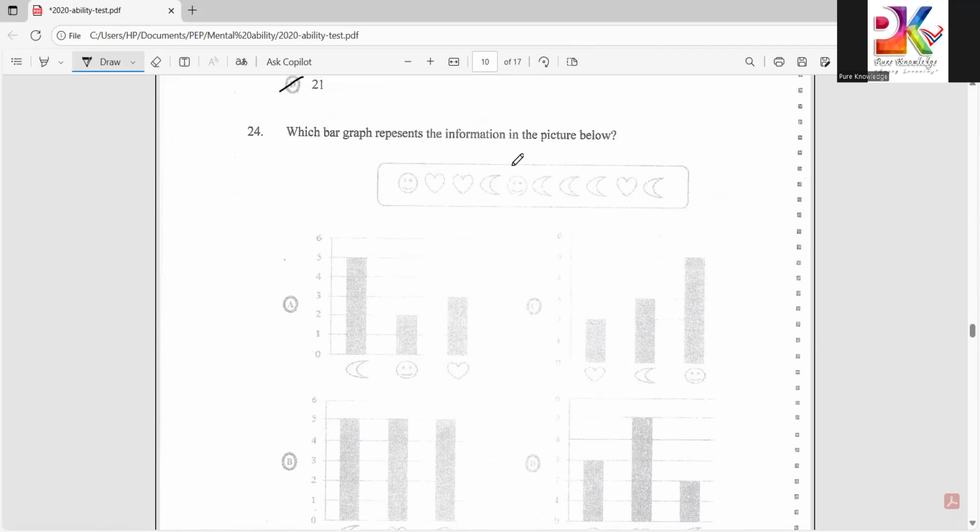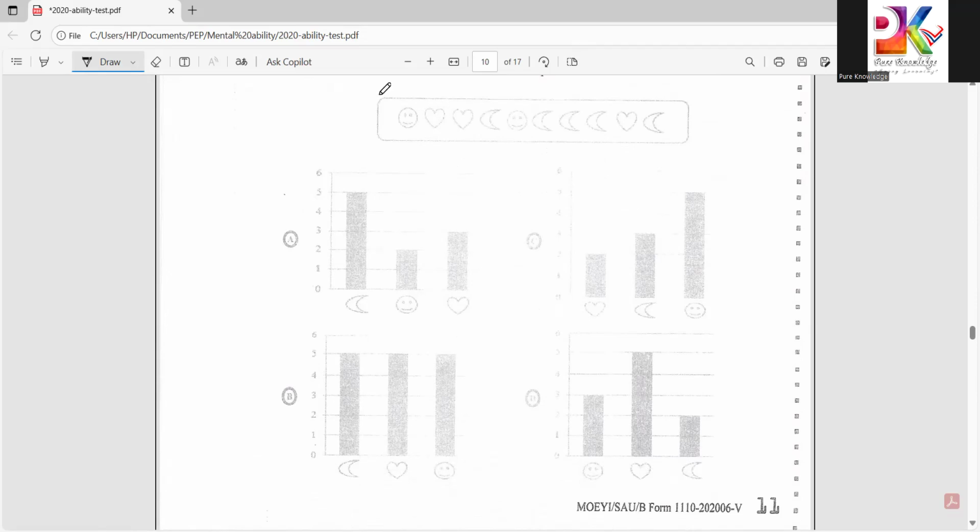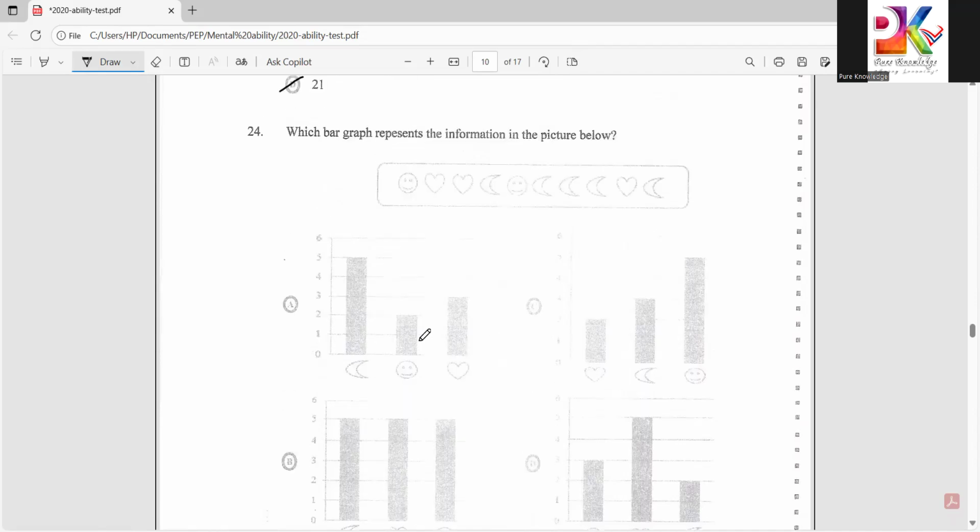The information below, we see that there's a smiley face, heart, this looks like a moon. Okay, so smiley face, heart, and moon. And these are bar graphs, 1, 2, 3, they seem like they're showing how much of each is there. So let's make a count and see. How much smiley face? 1, 2. We have 2 smiley faces. And then how much heart? 1, 2, 3 hearts.